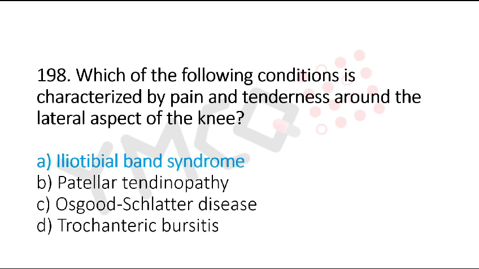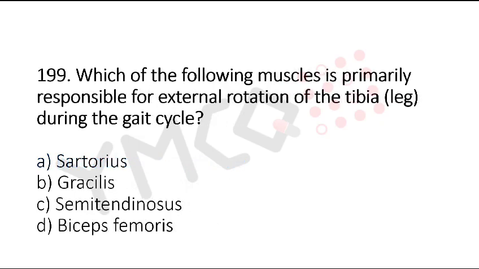Now let's move to question number 199. Which of the following muscles is primarily responsible for external rotation of the tibia during the gait cycle? Option A, sartorius. Option B, gracilis. Option C, semitendinosus. Option D, biceps femoris. And the answer is option D, biceps femoris.